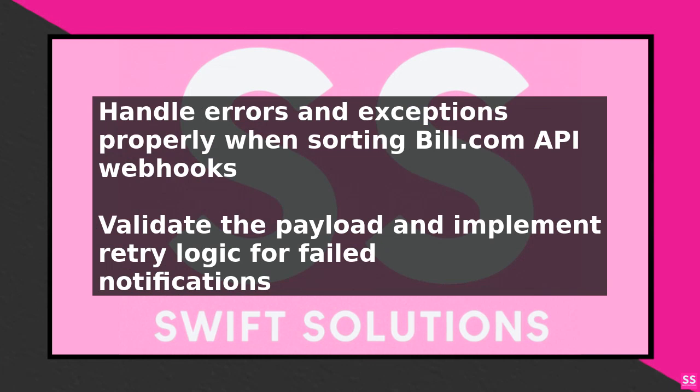Best practices for sorting Bill.com API webhooks include handling errors and exceptions properly, validating the payload to ensure it is in the expected format, and implementing retry logic in case the notification fails to process. You should also ensure that your endpoint is secure and can handle a high volume of notifications.